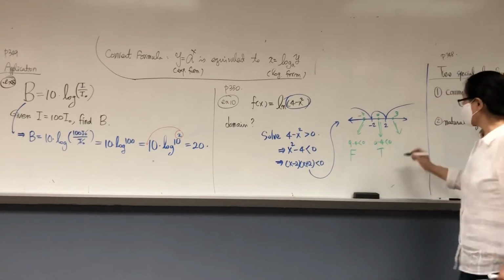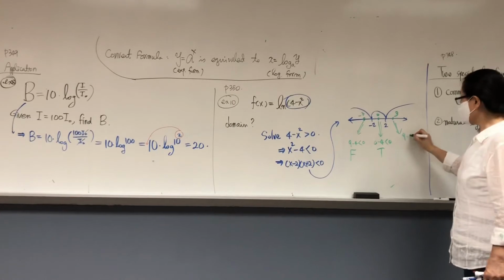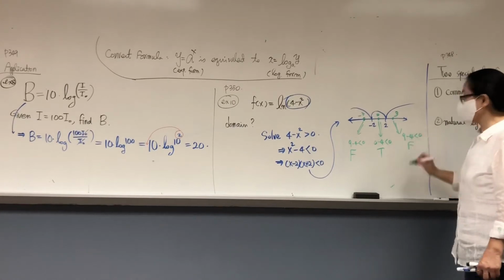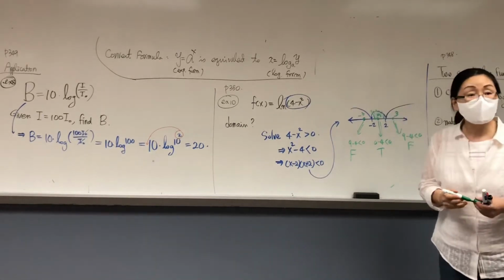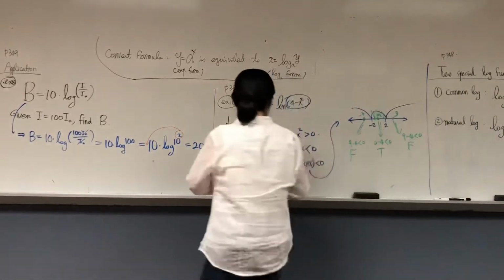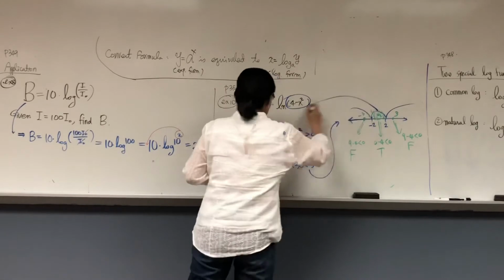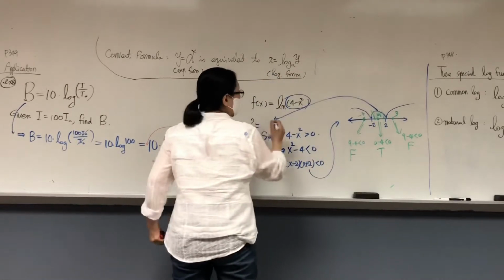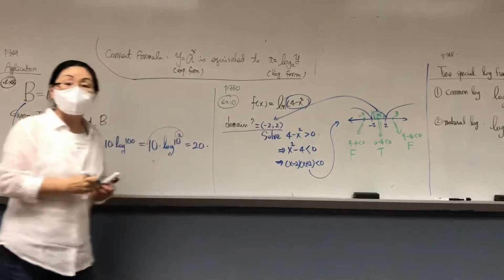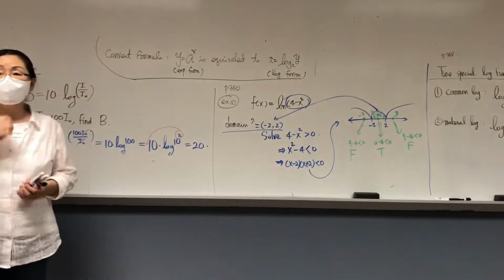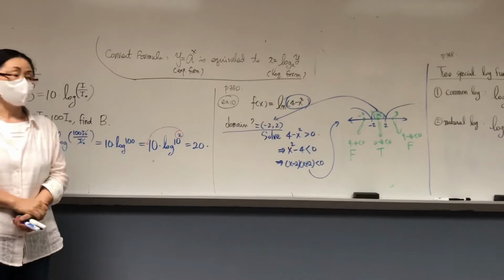True. Yes. How about this? 9 minus 4 is less than 0. False. Am I right? Yes. So what is it? True? Yes. So what's your domain? Between -2 and 2. This is your answer. Do you understand? It's good? Yeah.